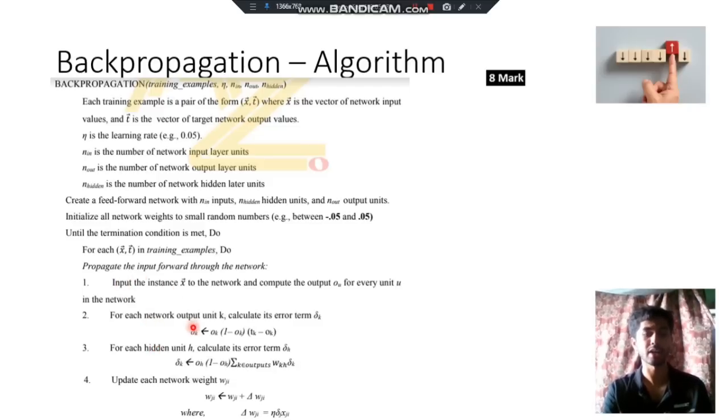Second and third is to calculate the error in output and hidden. The formulas are given here. Last is just to update the weight. Okay, very simple. 8 marks.